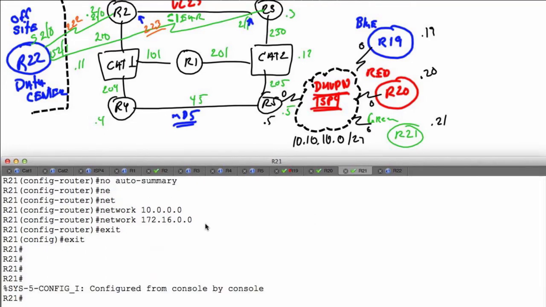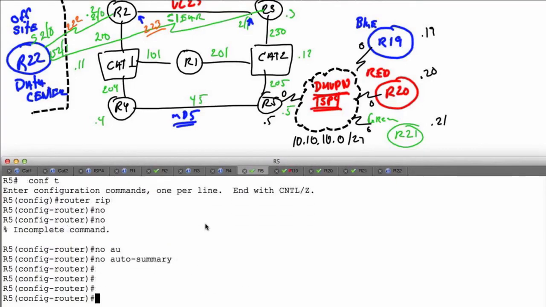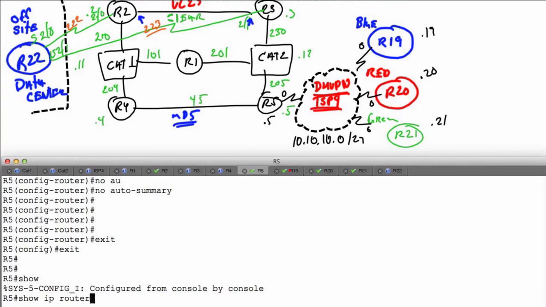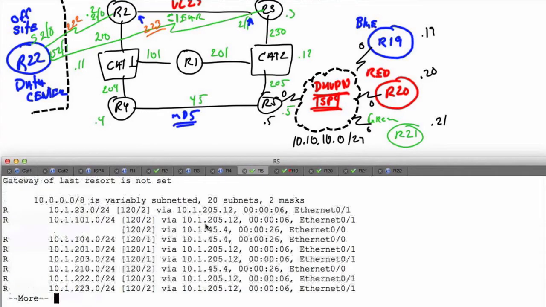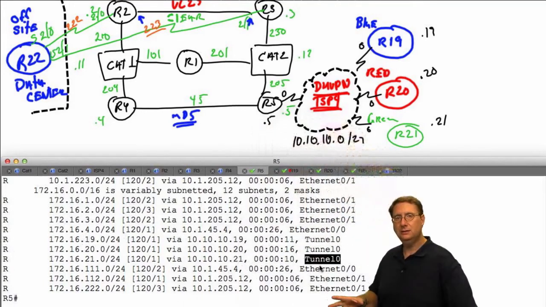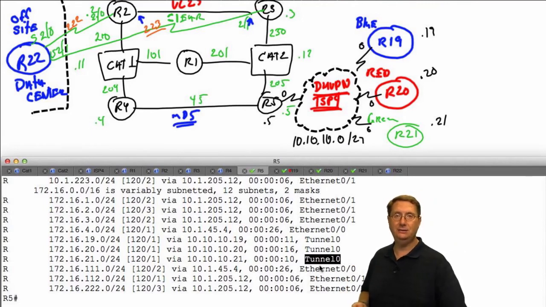All right, let's take a look at this. Now I want to do my investigations initially on R5. Show IP route RIP, and let's see what prefixes we're learning. If I'm learning my prefixes right, I should have 16, 21, 20, and 19 in my routing table. Notice they're being learned via RIP, and notice that they're coming across this tunnel. Well, this tunnel is a multi-point GRE tunnel running Next Hop Resolution Protocol, which defines a DMVPN topology.